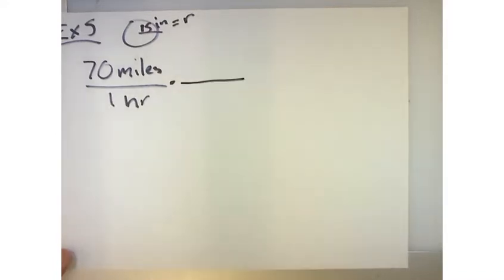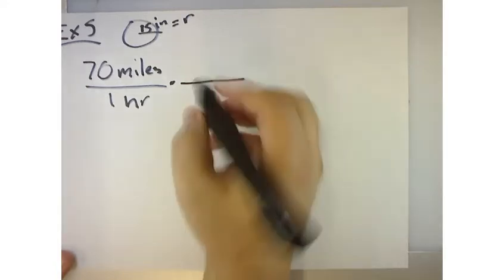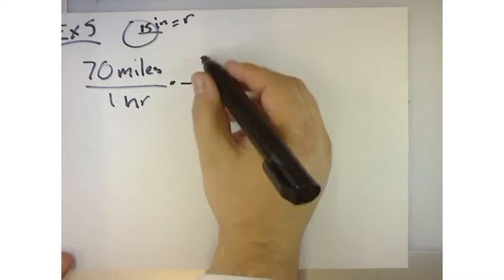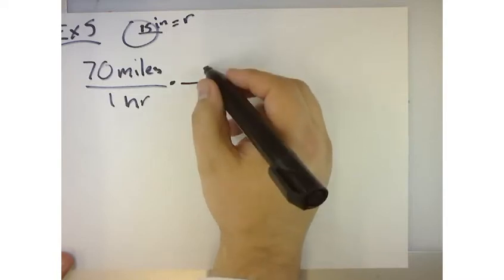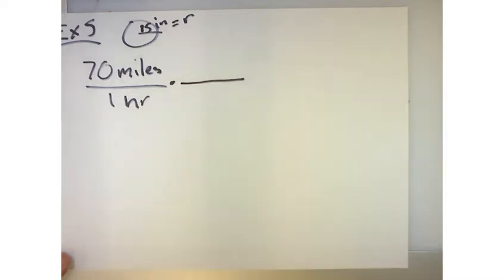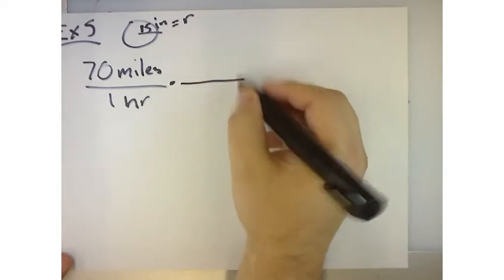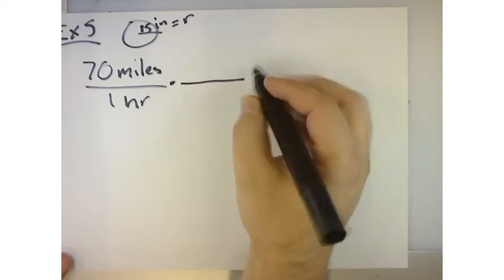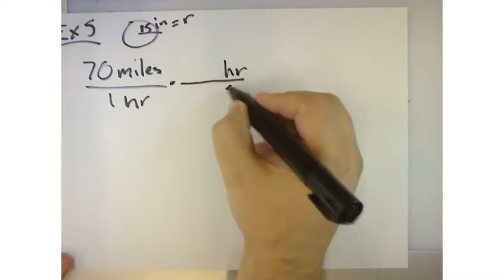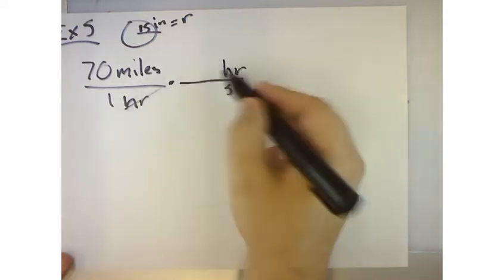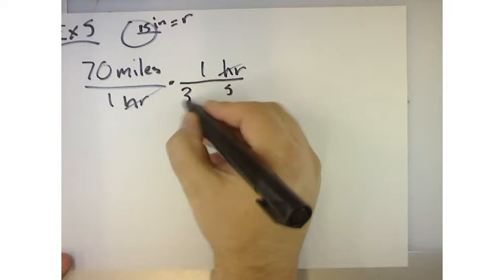How many seconds are in an hour? Does anybody know off the top of their head? 3,600. So I could write this as 1 over 3,600 or 3,600 over 1. What should I write where? Well, let's start with the units. Do I put hours on top, seconds on bottom, or seconds on top and hours on bottom? Hours on top. How come? Because we want to cancel, right? So 1 hour is equal to 3,600 seconds.